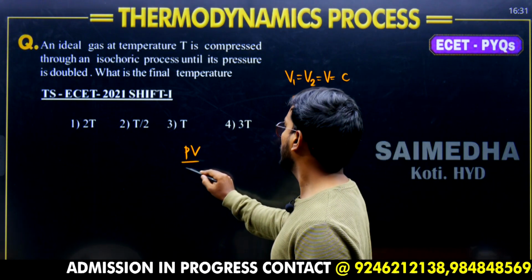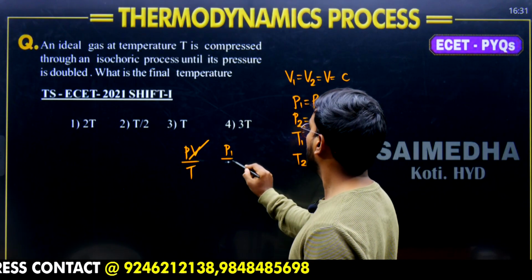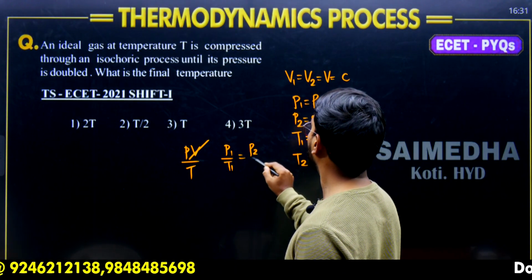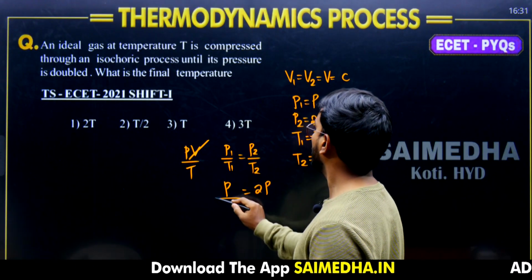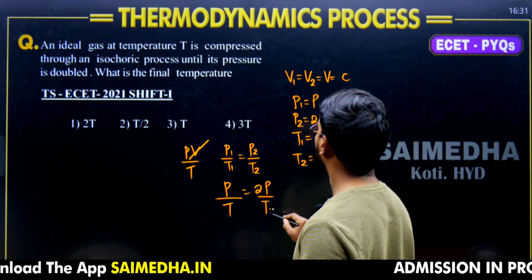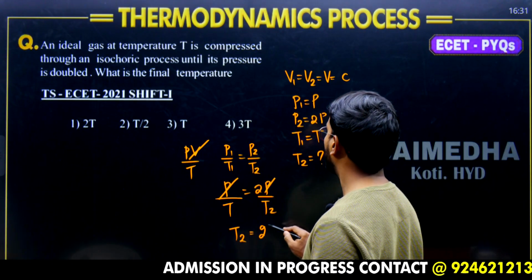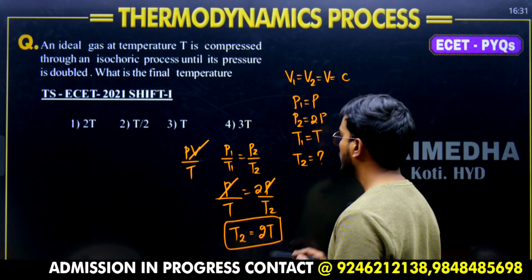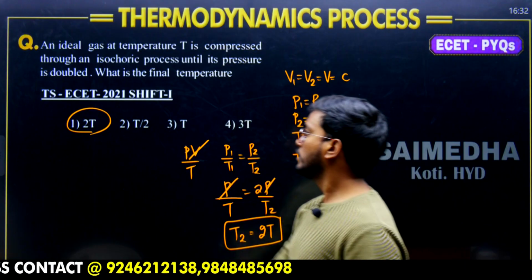From the ideal gas we know PV by T, volume is constant. So what we can write here? P1 by T1 is equal to P2 divided by T2. P1 is P, P2 is 2P. T1 is T, T2 is what? This both gets cancelled. Cross multiply. T2 is equal to 2 times of T. Very simple question. T2 is 2 times of T. 2 times of T is going to become your correct answer.